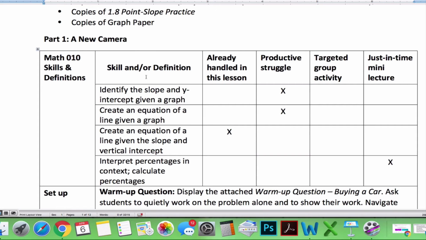And then, is it a just-in-time mini lecture as needed? Like you interrupt, do a quick little mini lecture, come back to it. So, interpret percentages in context, calculate percentages. As it turns out, when we taught it the first semester, the only one that we needed was calculating percentages. Everything else was a waste of our time to pay attention to. It happened through osmosis and productive struggle and students teaching students.